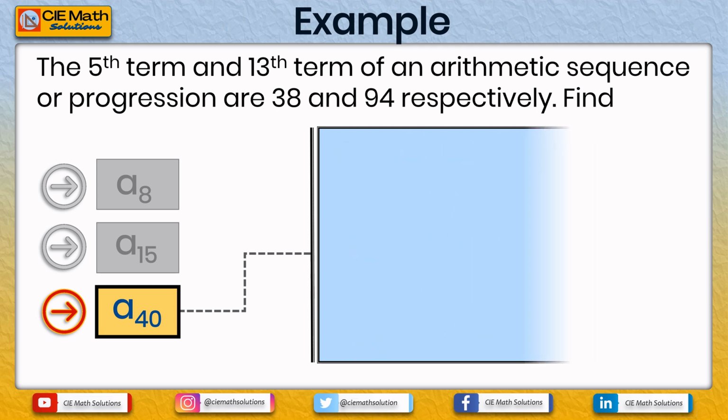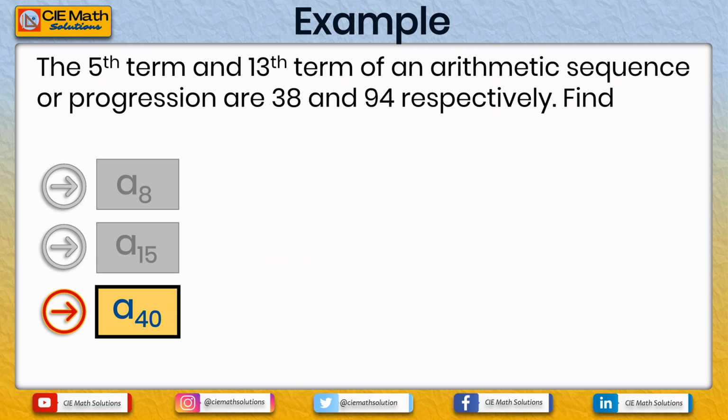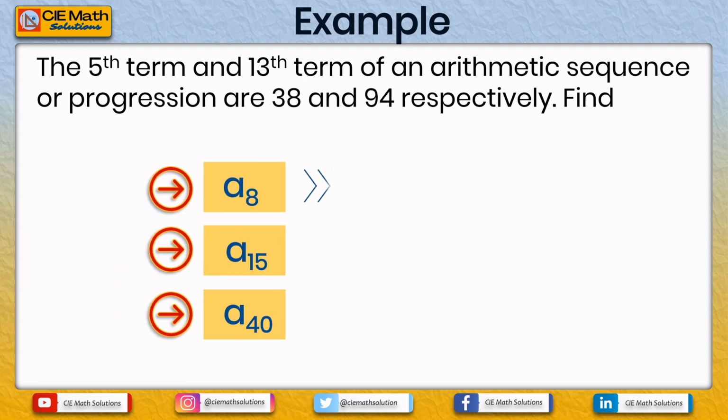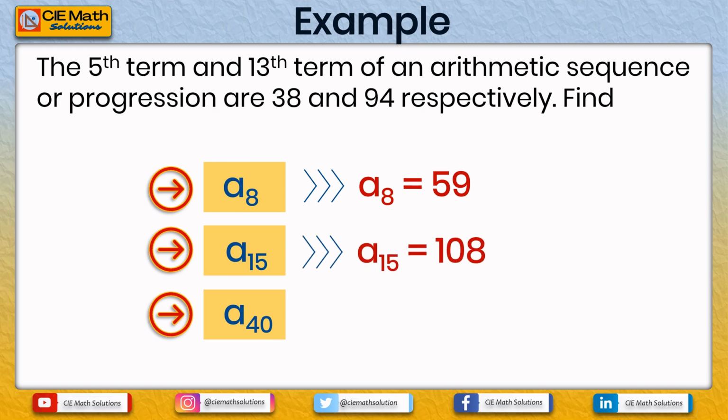To summarize the answers of the items, we then have a8 or the 8th term is equal to 59, a15 is equal to 108, and a40 is equal to 283.